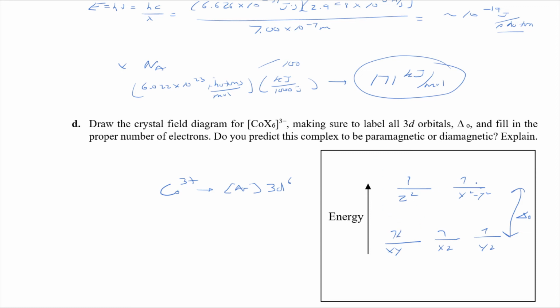And so we have 1, 2, 3, 4 unpaired electrons. It only takes one to be paramagnetic, and so yes, there are 4 unpaired electrons. So this is definitely going to be paramagnetic, right? Para. There we go. That's that one. One page to go. Thanks for your patience. We'll get you through this.